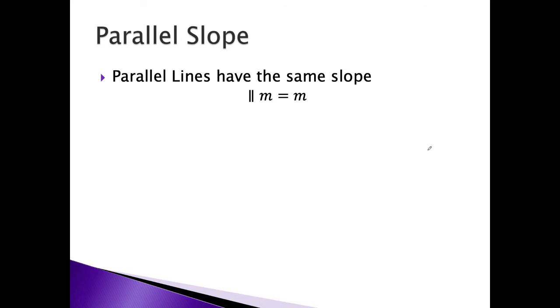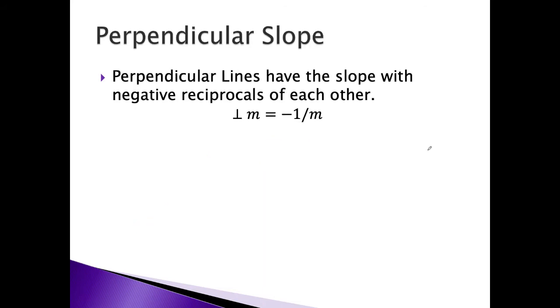Parallel lines, or parallel slopes, have the same slope. Parallel lines have the same slope because they have the same angle of inclination. So it doesn't matter where that line moves to, if they're parallel, they have the same slope. Perpendicular lines have slopes that are negative reciprocals of each other. So that means that if my lines are perpendicular, then the slope is negative 1 over m, and they meet at 90 degrees, so the product of the slopes is negative 1.